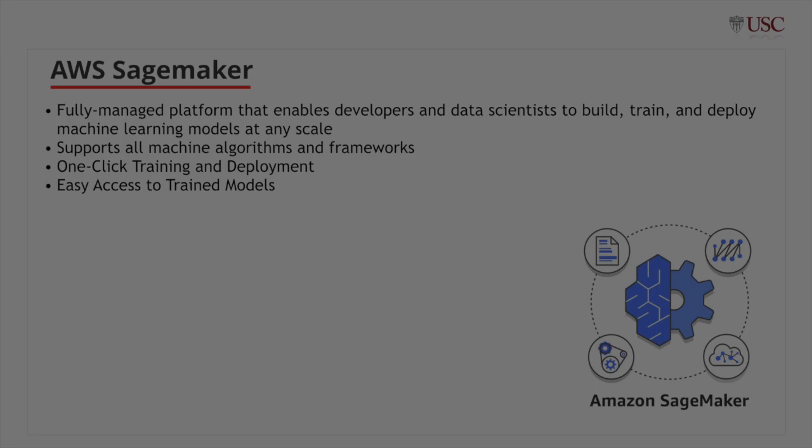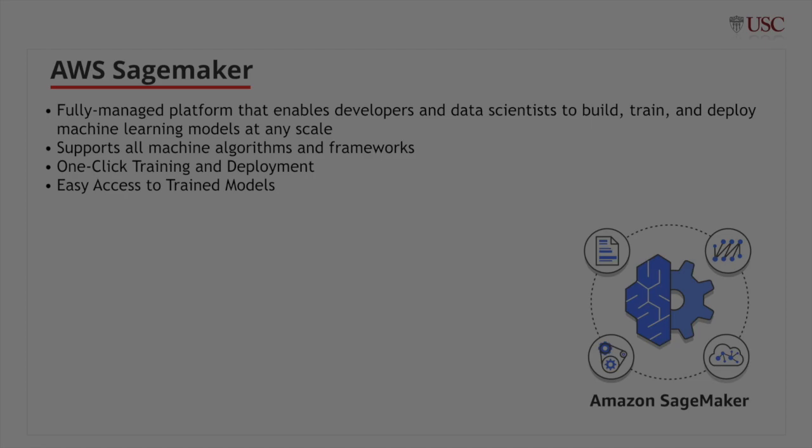We make use of AWS Sagemaker to run our algorithms. AWS Sagemaker provides a fully managed platform that enables developers and data scientists to build, train, deploy machine learning algorithms at any scale, which could basically scale automatically depending on the computation. It also provides us with one-click training and deployment services.